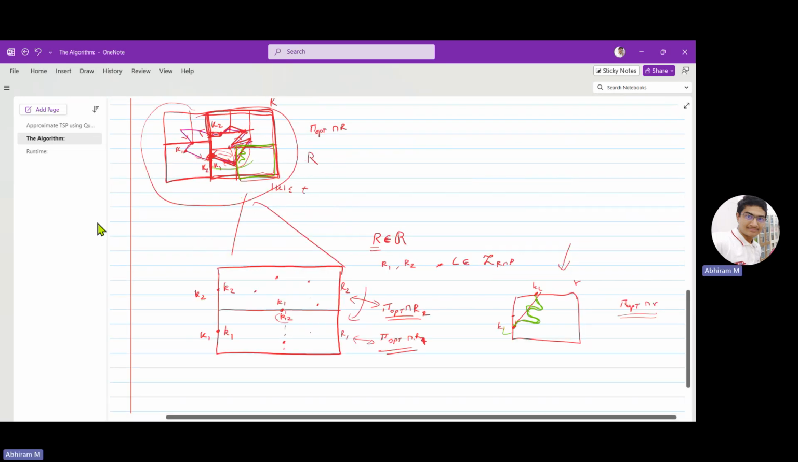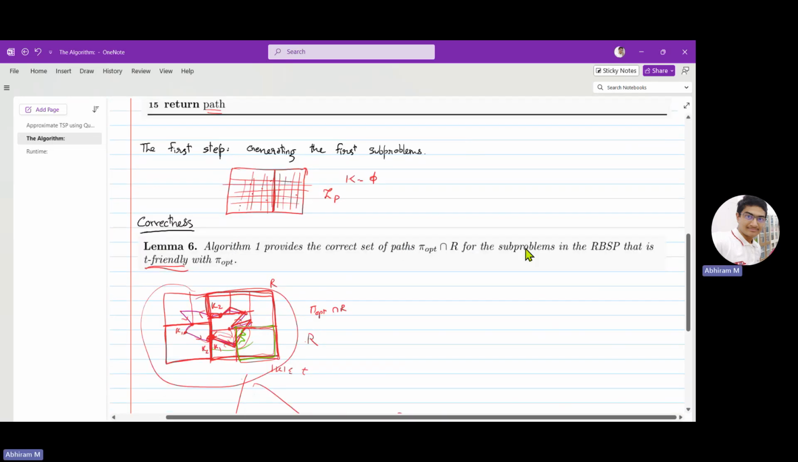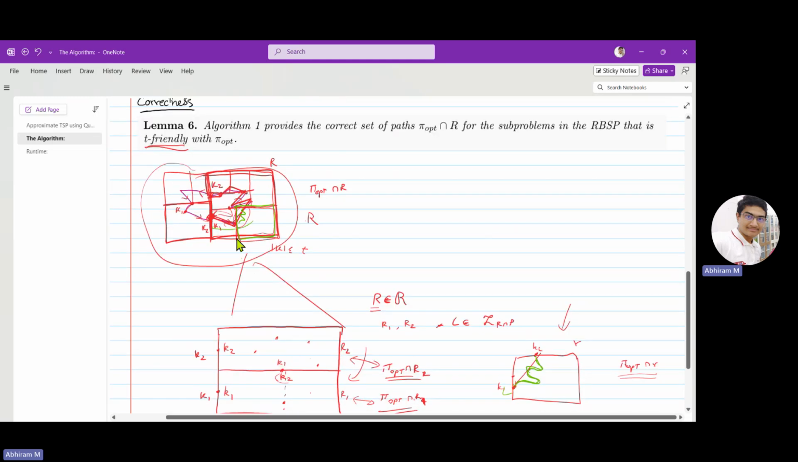Okay, so now we have the correctness of the algorithm: if there is a pi opt and there is an RBSP that is key friendly, we are going to get the correct set of paths. And the correctness comes from the fact that the whole rectangle, the bounding box itself, also belongs to the RBSP.